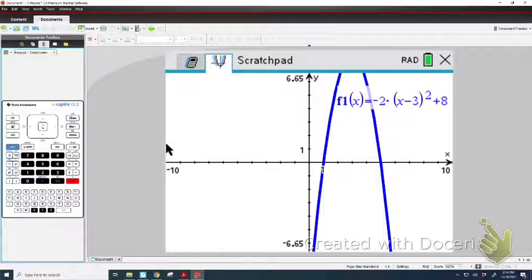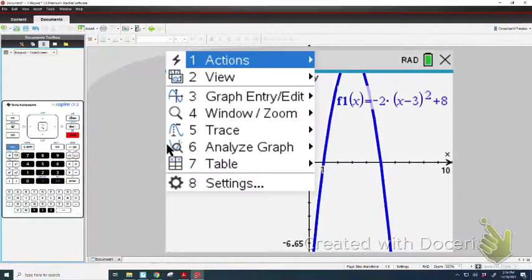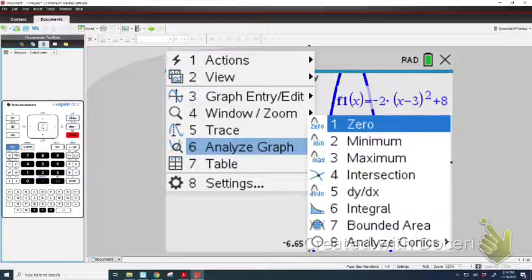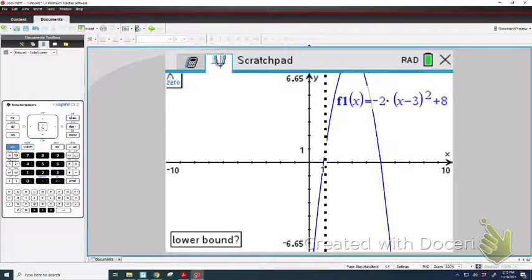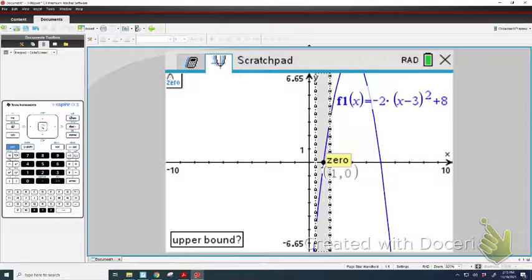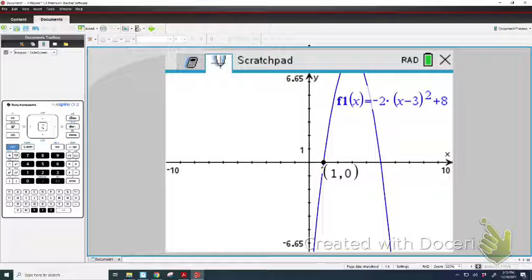So one way to get the calculator to do this for you is you could press Menu, Analyze Graph, and click 0. Remember, an x-intercept is also called a 0. Now, this is tricky to figure out. So it says in the bottom left corner, lower bound. That means click to the left of the x-intercept. Now you can go click anywhere to the left, but this is not the left. See, I think the x-intercept's right there, so I'm going to click a little bit to the left of it. Now it says upper bound. I'm going to click a little to the right of it, and there it is.